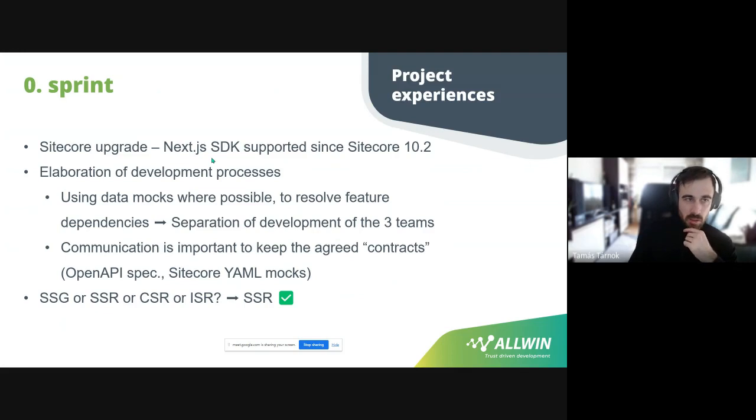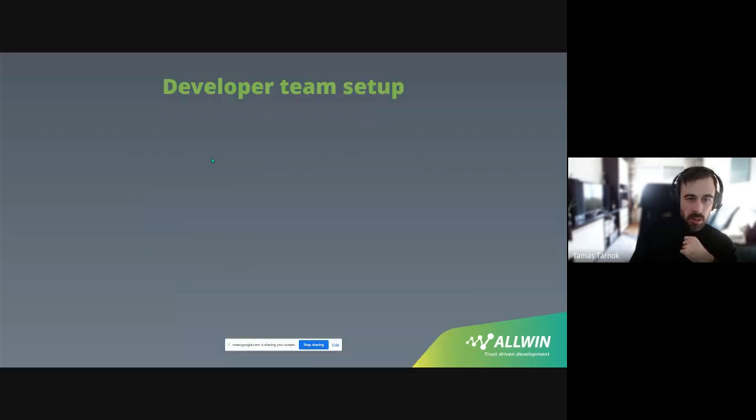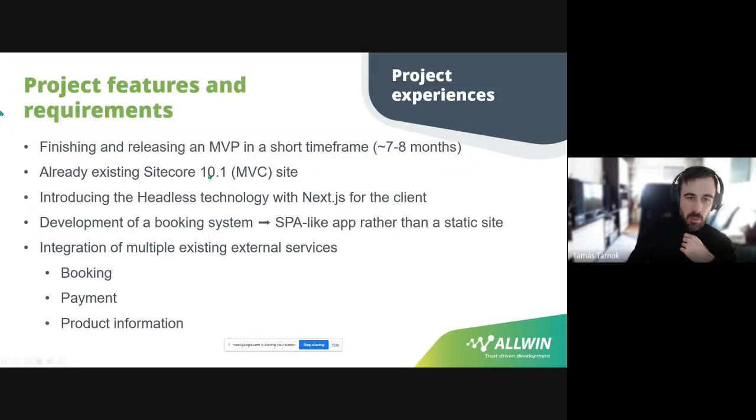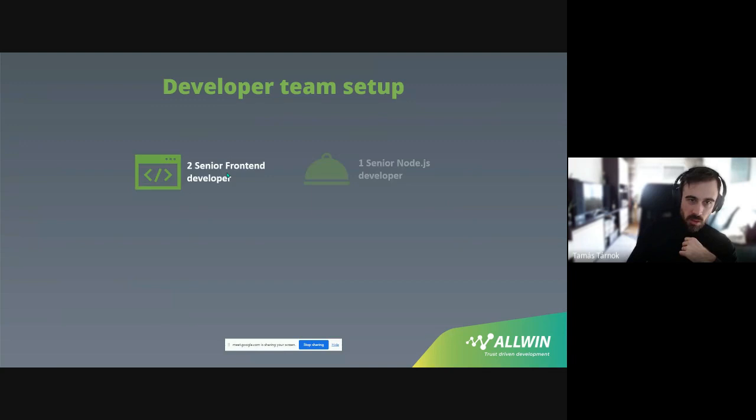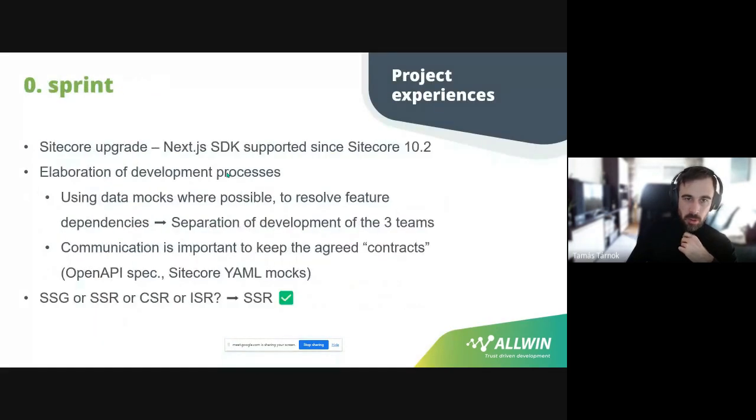So yeah, basically let's start with sprint 0. If I go back, you could see that the Sitecore version was 10.1, and Next.js is only supported from 10.2. So we had to do a Sitecore upgrade first. And it was easy. It was just, I think, 2 weeks, because it was a minor version upgrade, and the MVC project was pretty fine, and we didn't really need to fix too much stuff there.